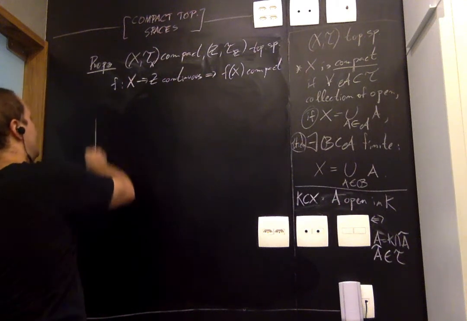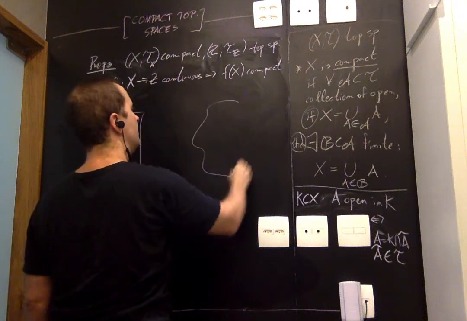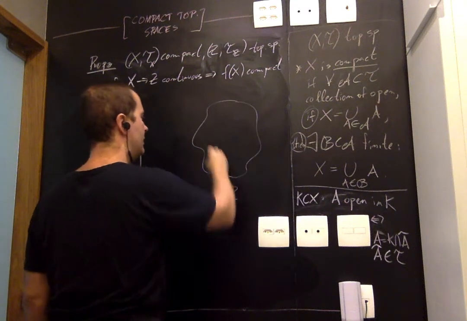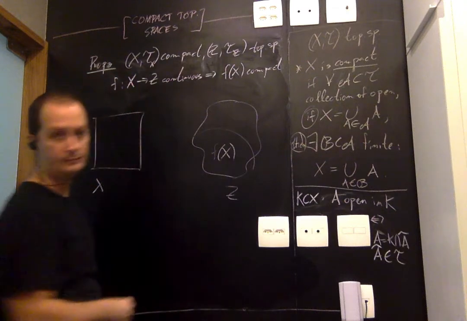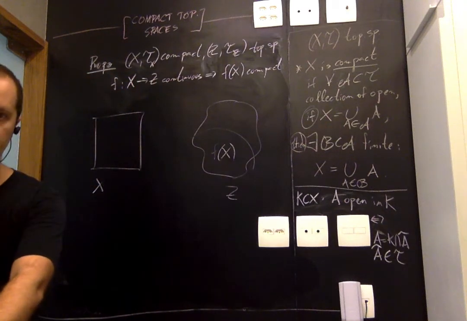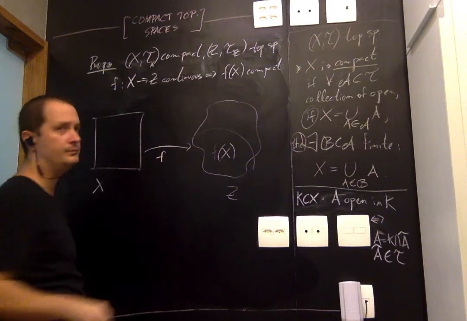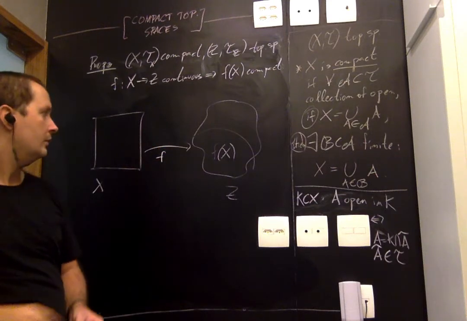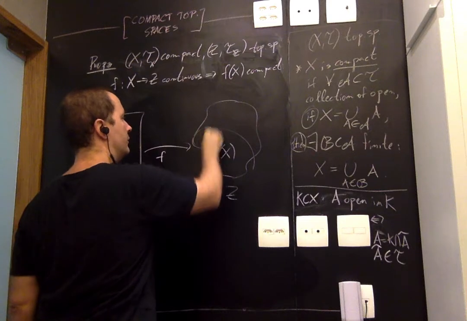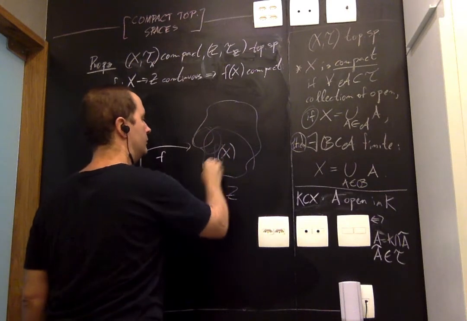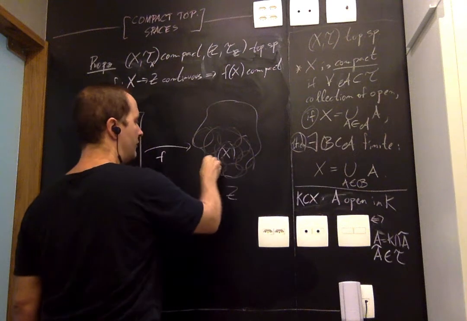So we have our compact X here. We have Z, which is something else, could be non-compact. But here we have f of X. And I have f, which connects the two. Now assume that I have an open cover of this guy. So a bunch of open sets covering the space, covering f of X.